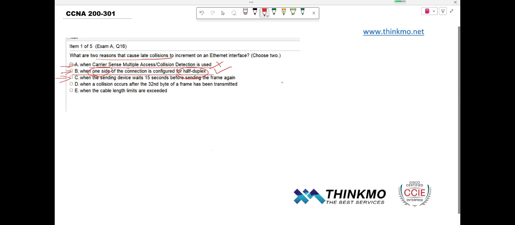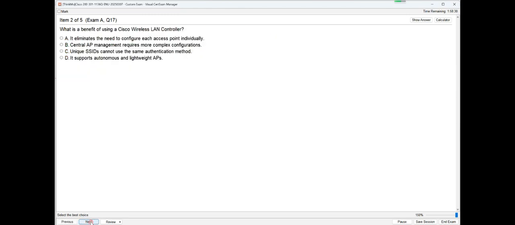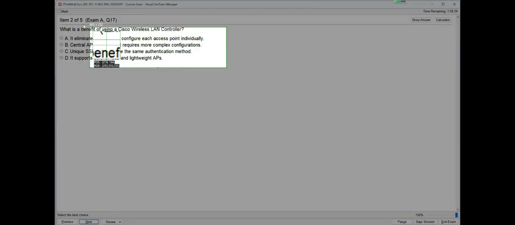Now let's look at option C. When a device waits 15 seconds before resending a frame, that's incorrect. Then pay attention to the 30-second byte. When a collision occurs after the 30-second byte, the counter will increase, which is incorrect. So the question asks us to choose 2 correct answers, which are B and E. Let's look at the correct answers. B and E.